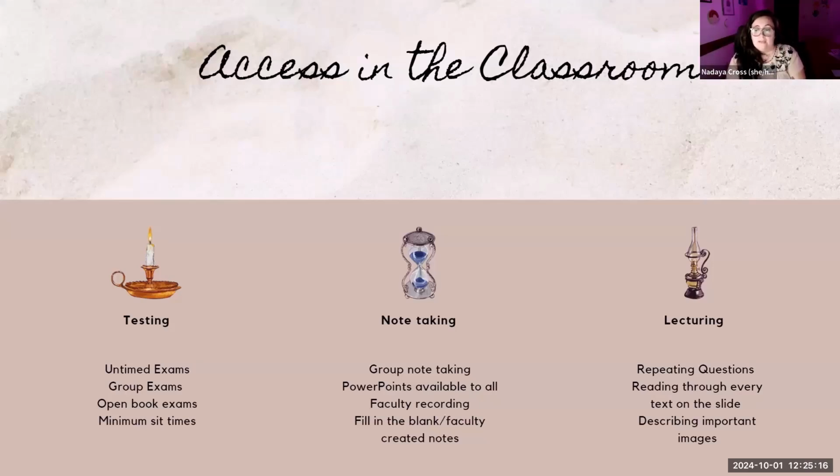And then the last thing would be to describe important images. So earlier on the other slide, I described in great detail the different images of the students watching the baseball game, or the people watching the baseball game. If it's an important image, describe it, especially if it's something that a student needs to know about.